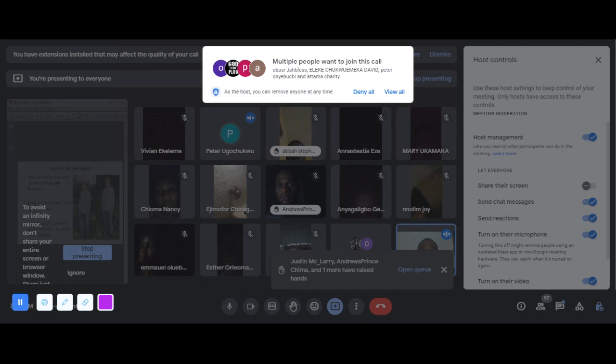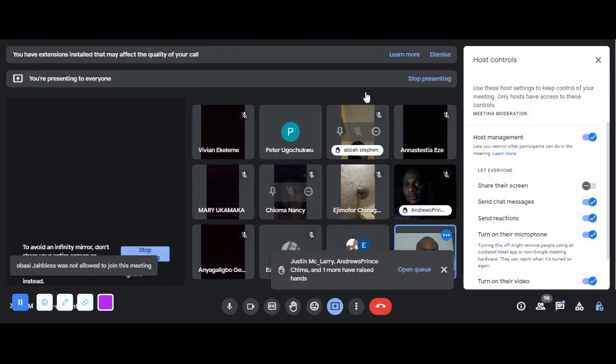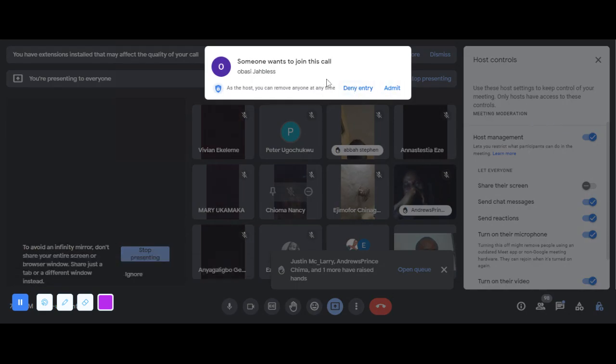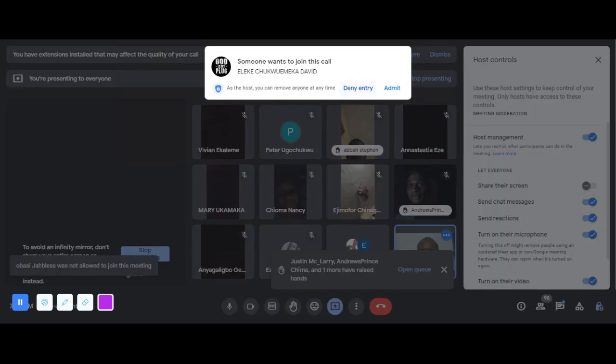Please don't unmute yourself. Look at the end. Peter Ugochukwu, you leave my class now. Please don't unmute yourself unless I ask you to do that. Peter Ugochukwu, you are warned.